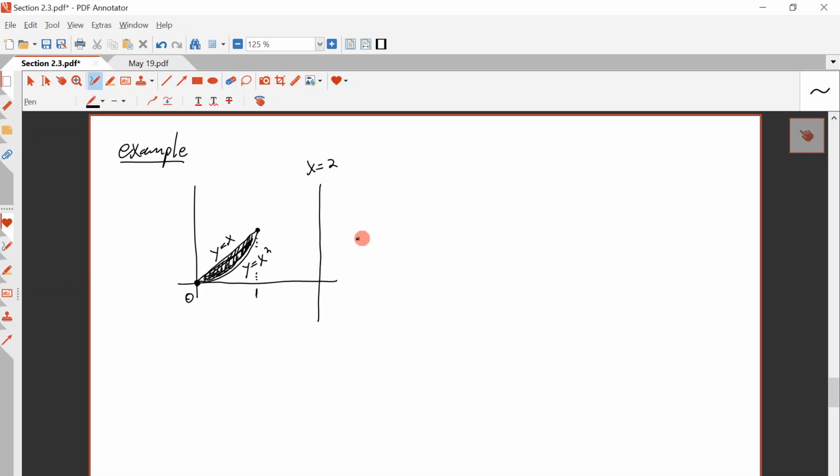So we're going to rotate this around that axis. And then we're going to get the solid looking like that. And we're going to calculate the volume of that solid. So we've got some kind of volcano looking shape there.